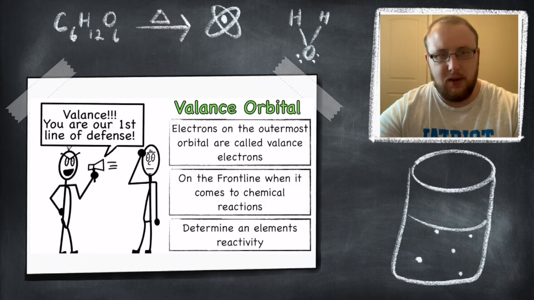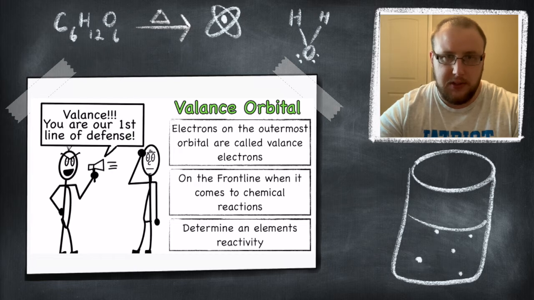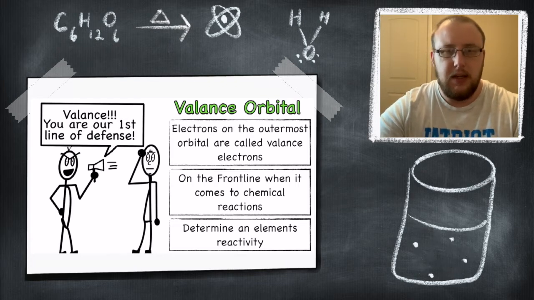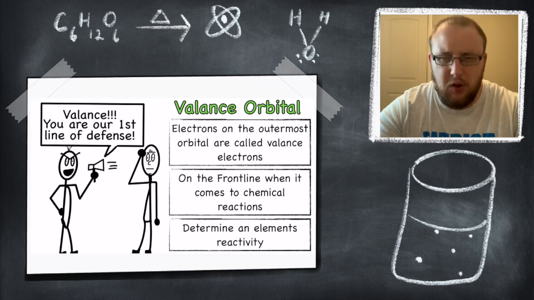So we got our electrons. Electrons are found in different levels around the nucleus. Those levels are called orbits. The outermost orbit is called the valence shell, and on that valence shell we have valence electrons. So what are valence electrons? Let's get a little bit more in depth about our valence orbital and valence electrons.